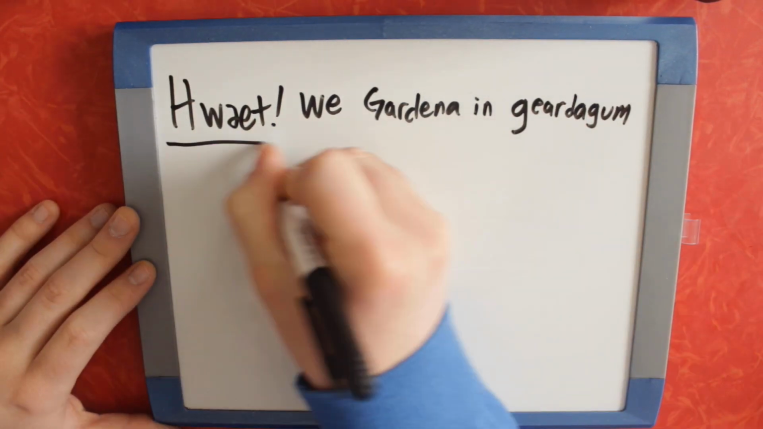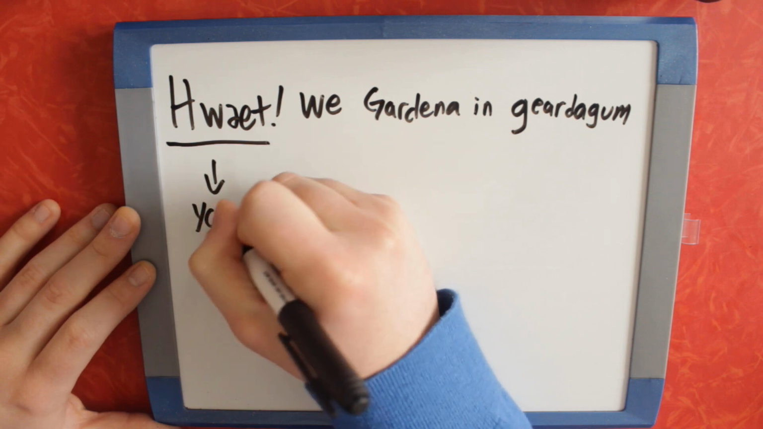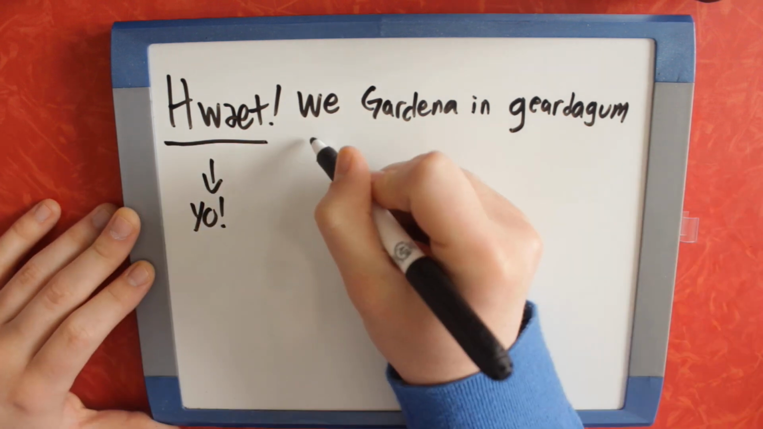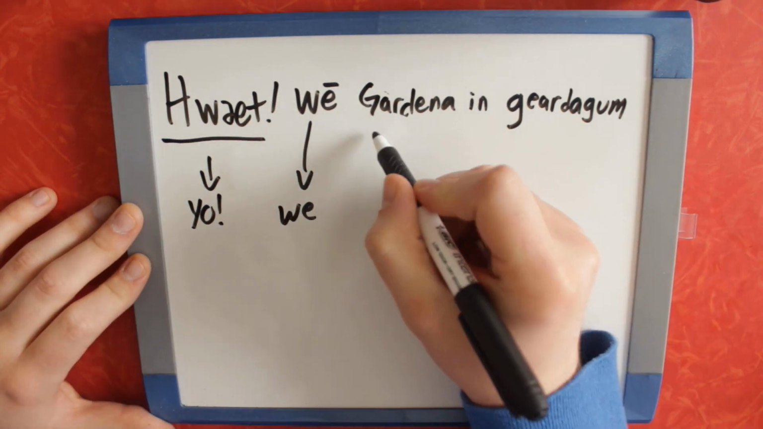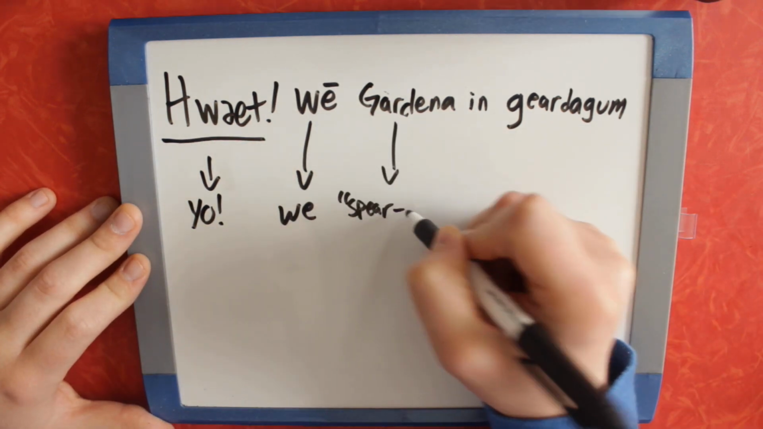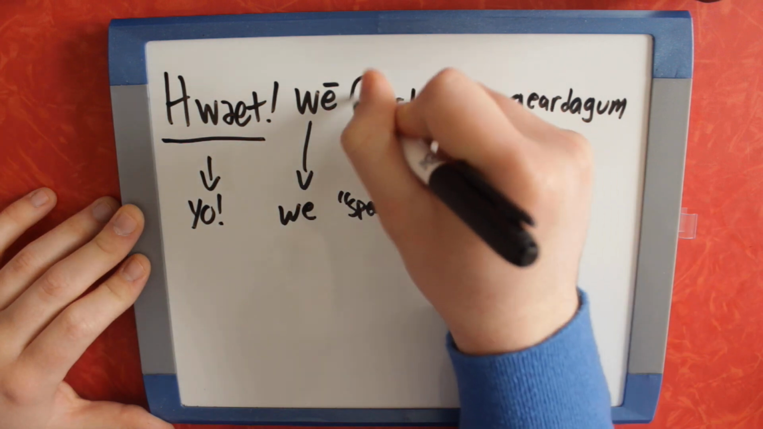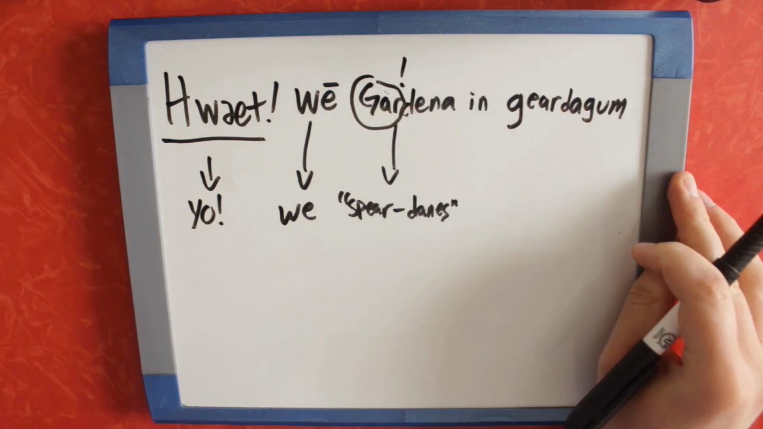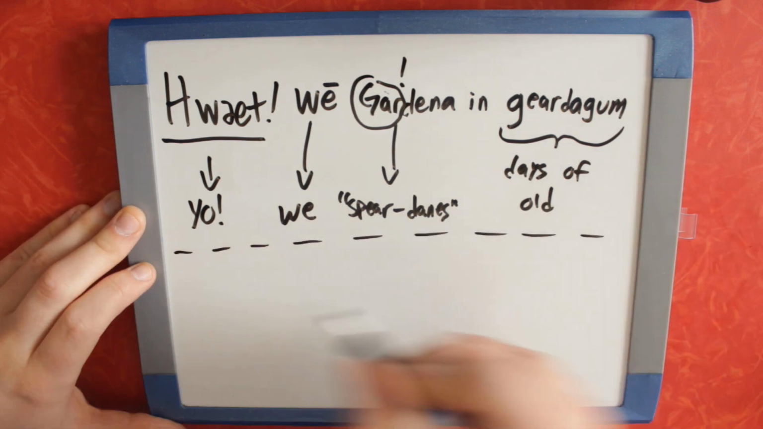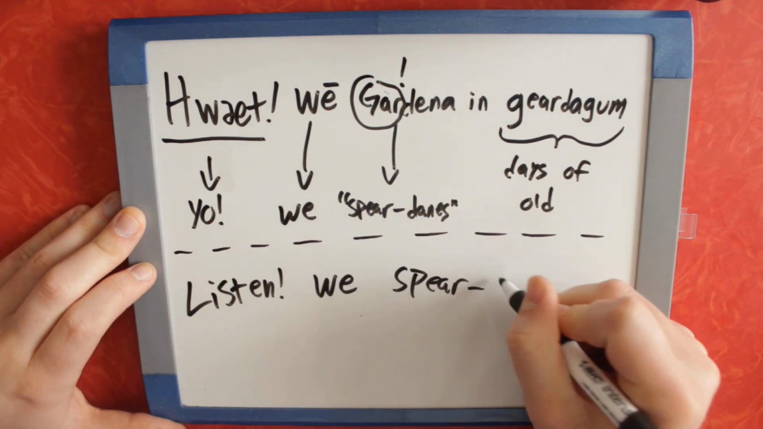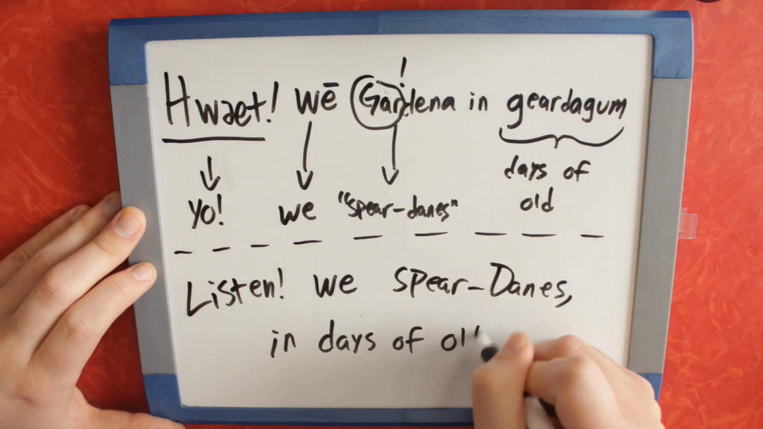Hwæt was used like modern English hey or listen. It was used to draw people's attention. We means we, same as in modern English. Gardena means spear Danes. There's that gar part meaning spear that we mentioned earlier with regards to garlic. Geardagum means days of old. So this line translates as, listen, we spear Danes in days of old.